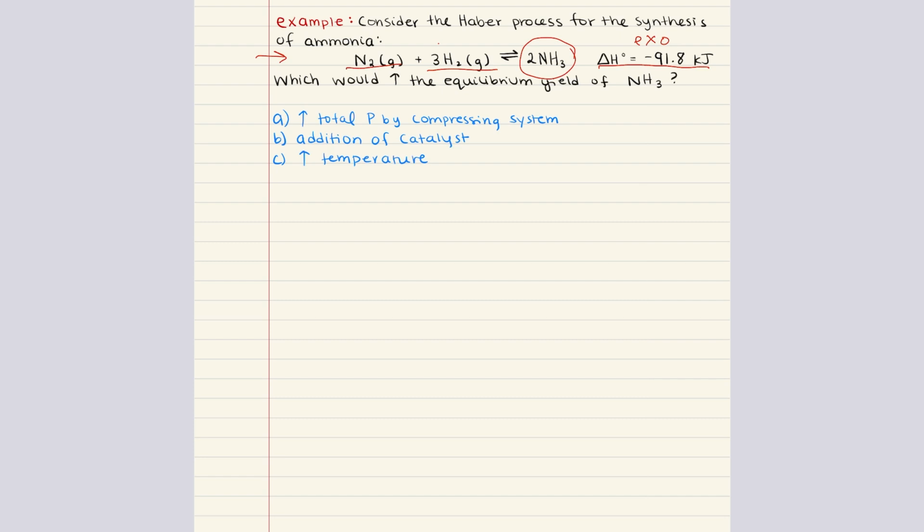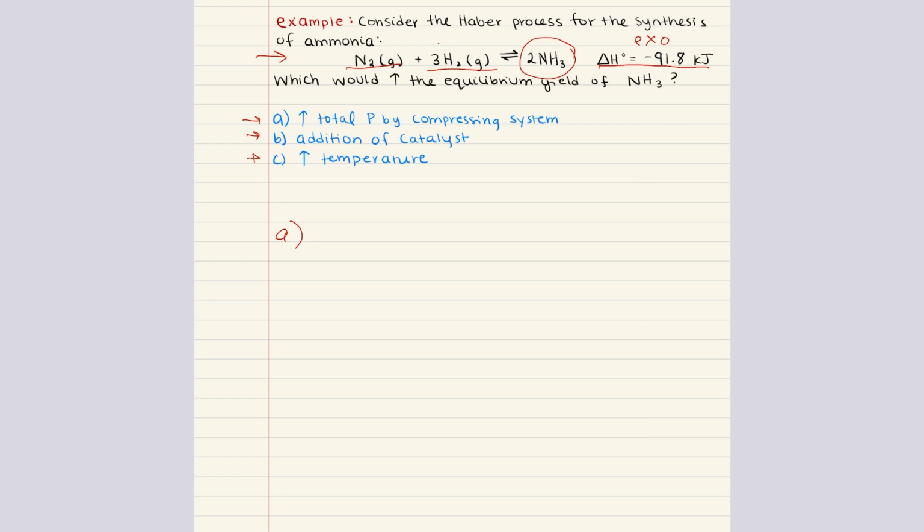We need to figure out which would increase the equilibrium yield of ammonia. What kind of change is going to shift the equilibrium to the right, favoring the formation of products? So let's work through each of these options. A says increasing the total pressure by compressing the system. Now, compressing a gas phase reaction is going to result in an increase in the total pressure of the system.